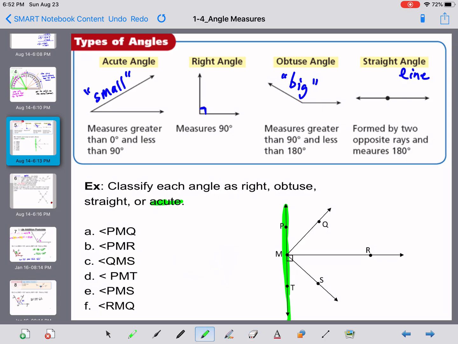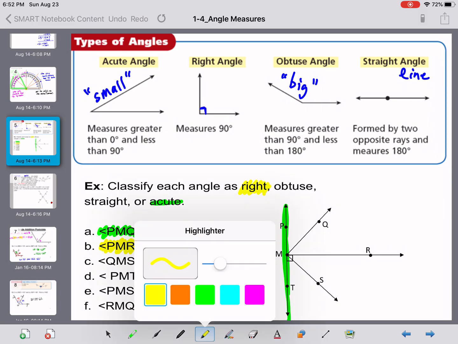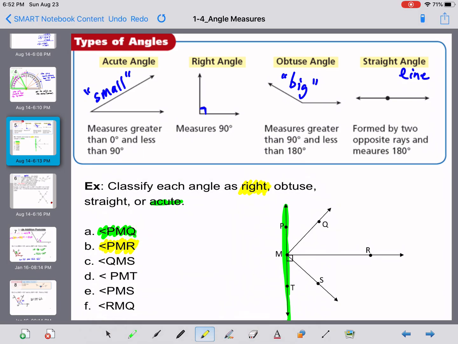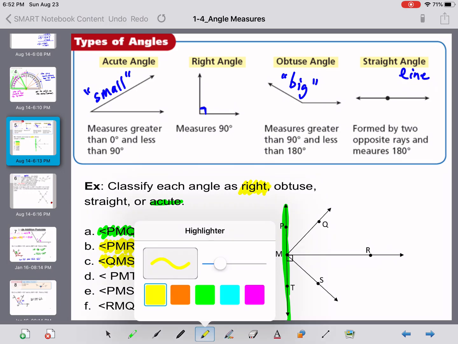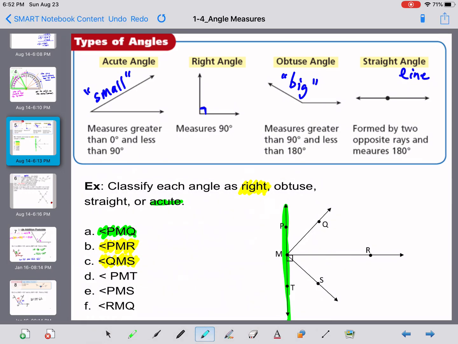Acute. Right. I'm color coding these. And we said QMS. We thought QMS was right too, but we're not 100% sure. PMT. Oh yeah, we said PMT was definitely straight.